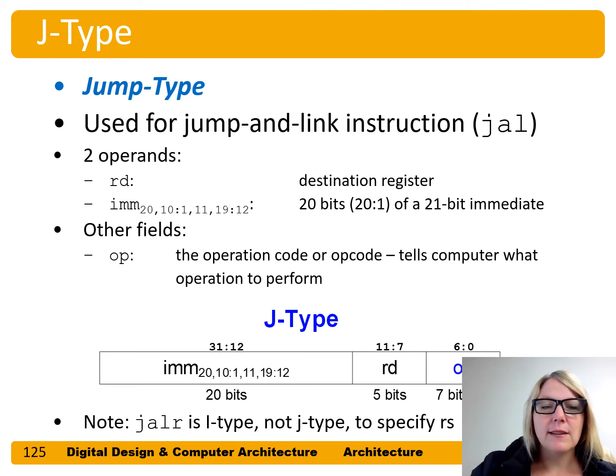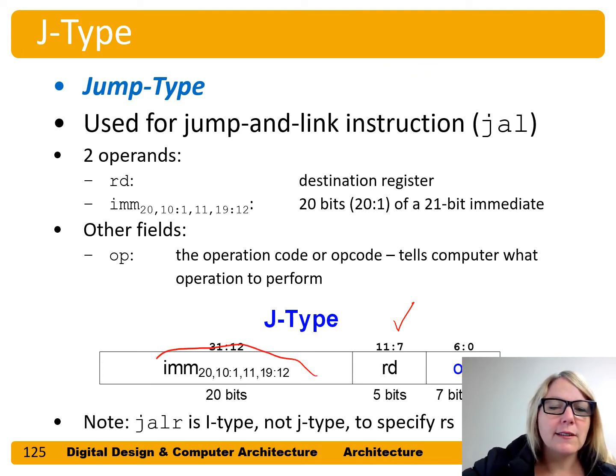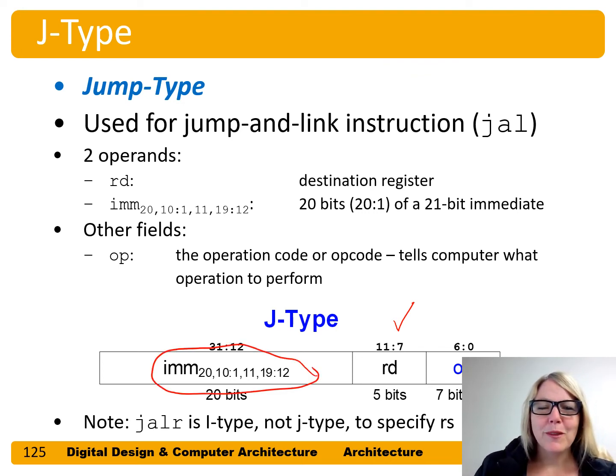So RD is the destination, typically our RA register, where we're writing PC plus 4. And then RISC-V specifies some strange kind of bit swizzling for that 21-bit immediate, again, to keep those bits in the same instruction bit as possible across instructions.